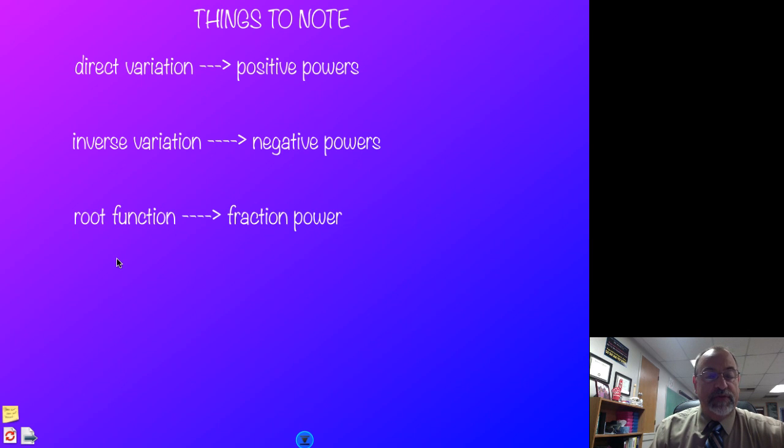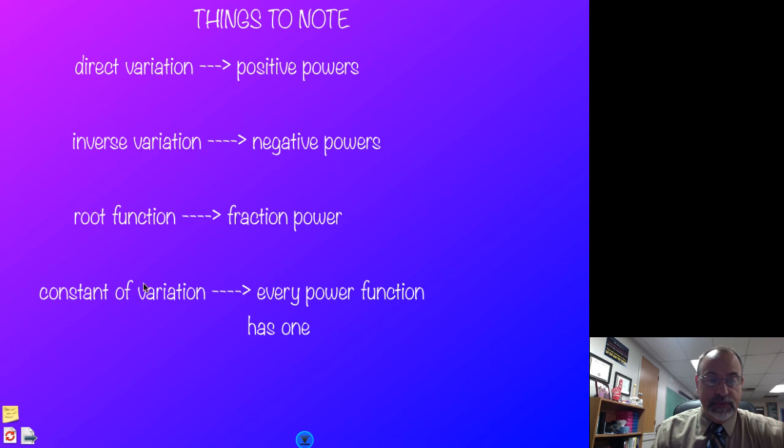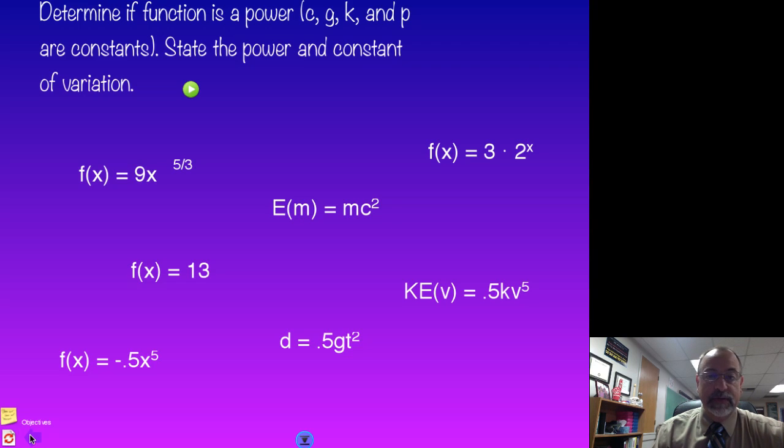Root functions are going to be fractional powers, so a square root, you remember, is x to the 1/2, or a cube root, x to the 1/3. So if that a value is a fraction, then it's a root function. The constant of variation then is that k value, and every single power function has one. If it's not written, we don't see it, that's a 1. Any other number will be written there, and it can be more than one value multiplied together, which I'll show you some examples of in the next slide here.